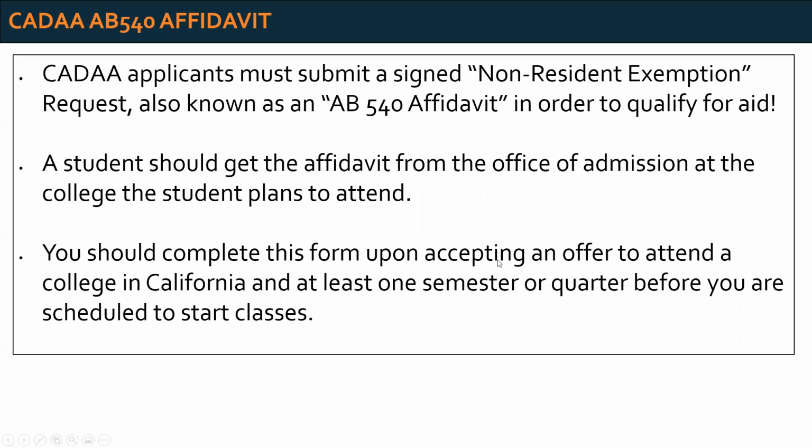So a student should get the affidavit from the Office of Admission at the college that they plan to attend, and they should complete the form upon accepting the offer to that college or at least one semester or quarter before they are scheduled to start classes. This is important because it takes some time to process this, and we want to make sure that they can receive aid in a timely manner.